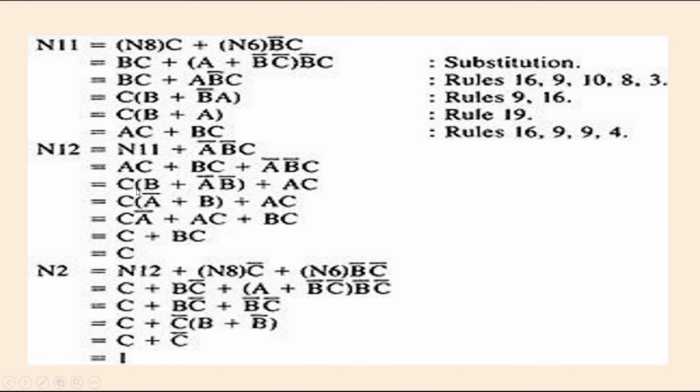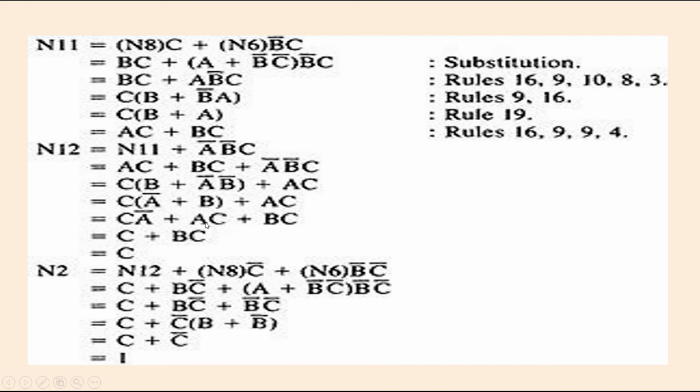So we take c as the common term, then we get c into b plus a bar b bar plus ac, so c into a bar plus b plus ac. This is the absorption law: it was absorbed, a bar plus b plus ac. So c into a bar plus ac plus bc.